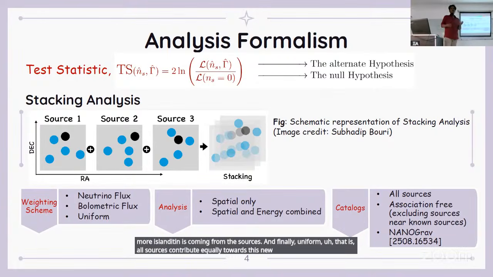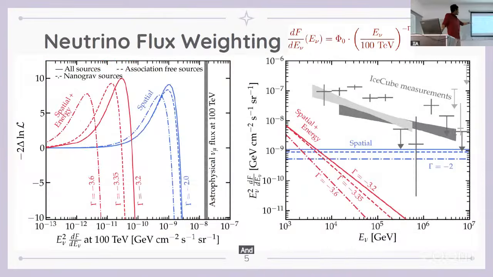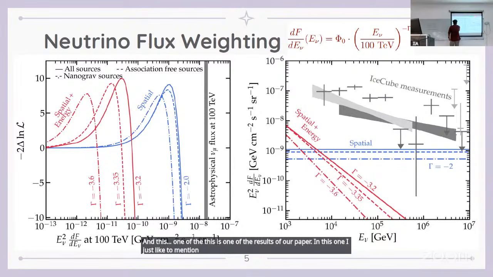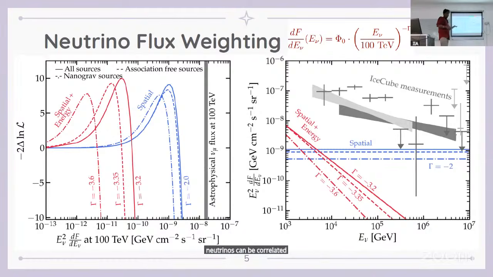We have also done 2 analyses. One is only spatial correlation, and another is spatial and energy correlated. And this is one of the results of our paper. In this one, I would like to mention that the left figure shows the energy weighted flux versus the twice log likelihood. And the peak represents the test statistic quantity that I'm talking about. That is the significance that neutrinos can be correlated with the SMBHB systems.